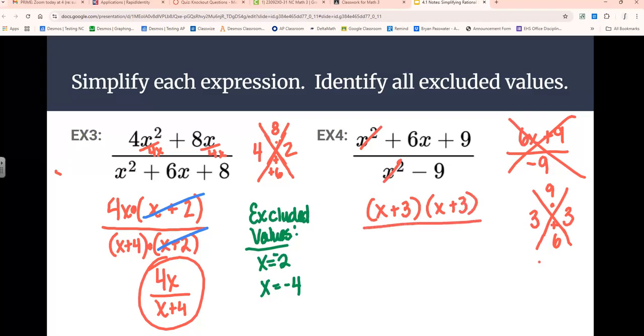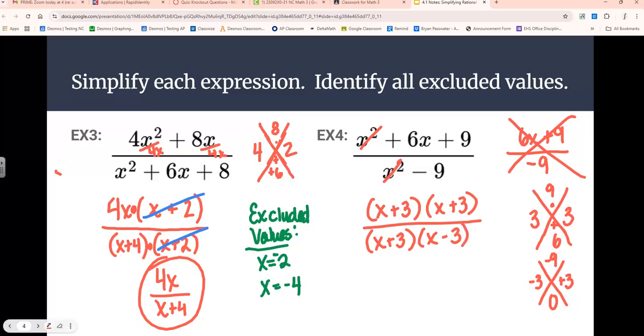In the bottom, this one's a little weird because I got a negative 9 right here. What's my middle number? It's 0 because there's nothing there. What numbers work? Negative 3, positive 3. So I've got x plus 3, x minus 3.